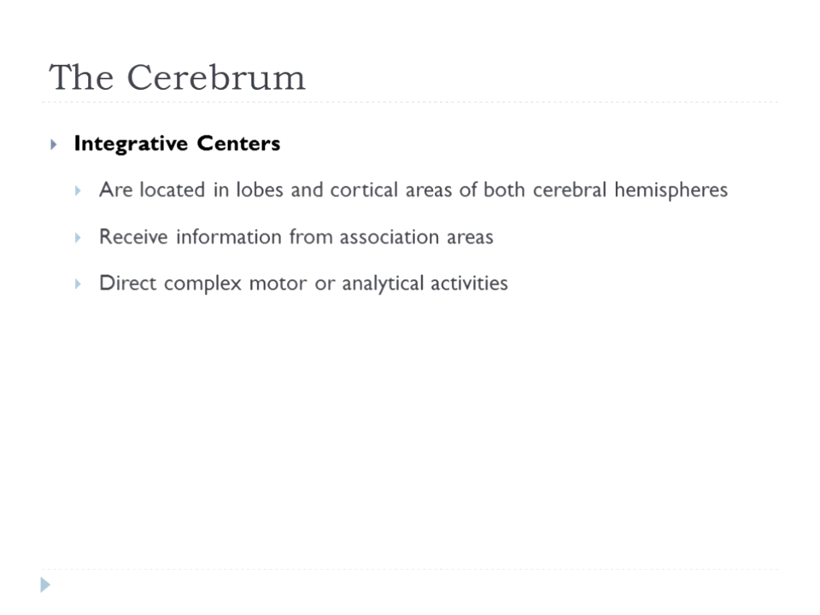Integrative centers are located on each of the lobes in your brain and the cortical areas of both your left and your right cerebral hemisphere. They receive information from association areas. You have Wernicke's area, and you have association areas and integrative centers for verbal communication and for written communication. These integrative areas take the information that has come from the association areas, coordinate it, and then direct the complex motor response. A very good example of this is when you take a test. The first thing you have to do is read the question.